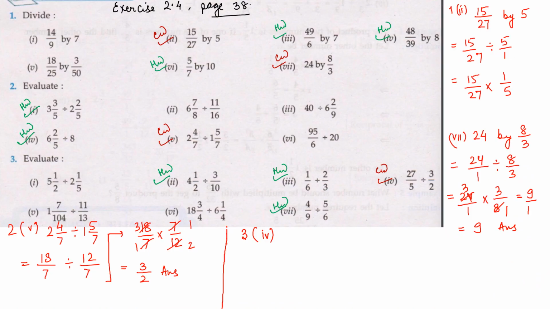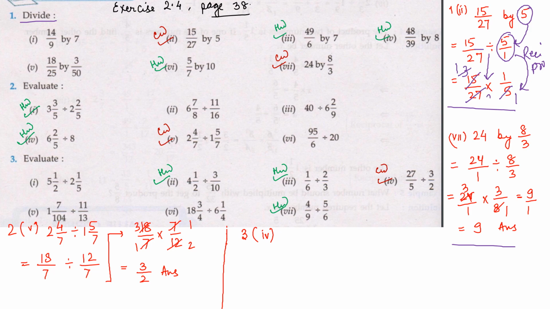So let us see the exercise now. Question number 1, they are asking to divide. We have already seen the questions. Two of them are done for you. You can see them. 15 by 27 divided by 5. So it means 15 by 27 divided by 5 by 1. This 5 will be written in fraction as 5 by 1. And then for the next step, division will be changed to multiplication, and 5 by 1 will be reciprocated as 1 by 5. So let us solve. 5 1s are 5, 5 3s are 15, 3 1s are 3, 3 9s are 27. So the answer is 1 by 9.